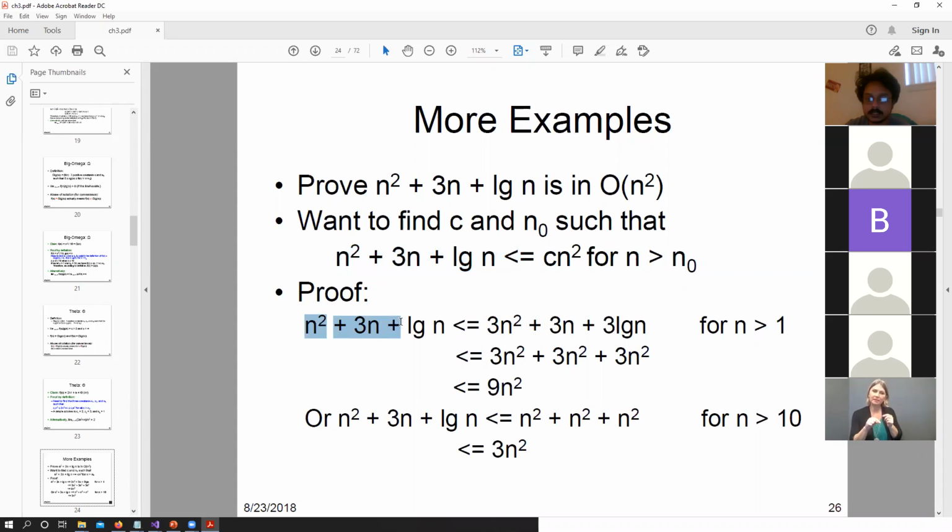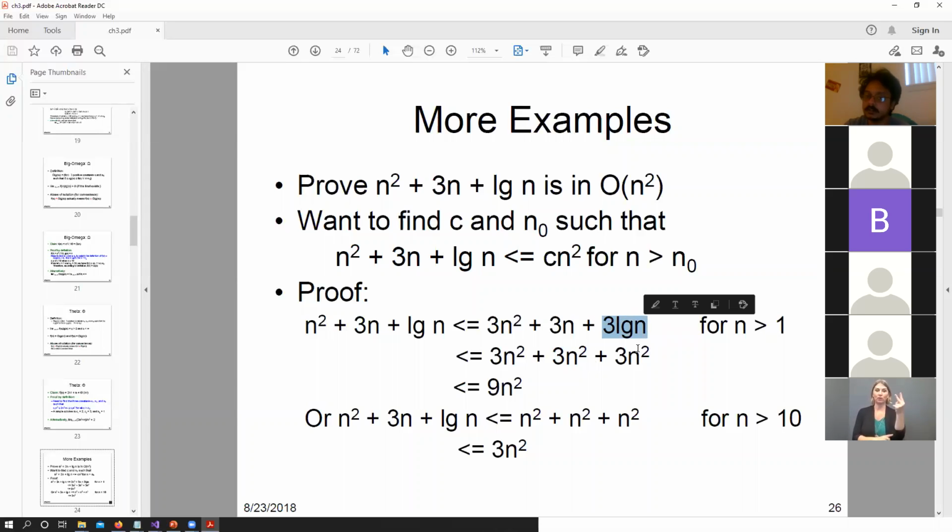So we have n squared plus 3n plus log n. For this, we can say that this function will always grow slower than this particular coefficient here. Let's multiply all of them with this coefficient. So 3n squared plus 3n plus 3 log n for all values n greater than 1. This condition holds, right? Similarly, we can also say that 3n would always grow slower than 3n squared.